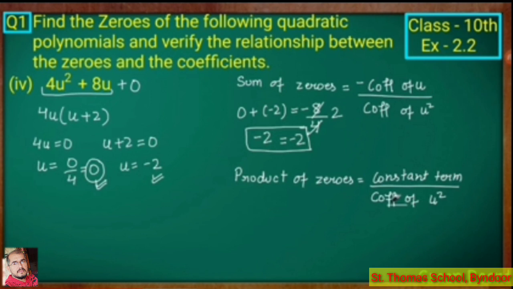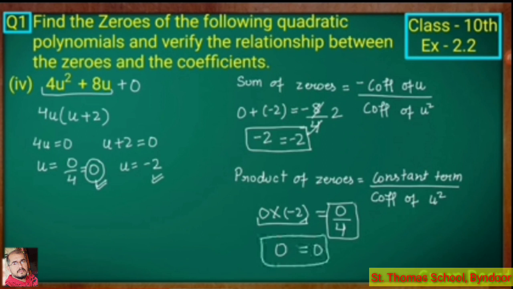Product of the zeros equals constant term divided by coefficient of u square. 0 and minus 2 are the zeros. 0 into minus 2 equals the constant term, which is 0. Nothing is there, so it is 0, divided by coefficient of u square, which is 4. So 0 into any term is 0 and 0 divided by any term is also 0. So both the sides are equal to 0.